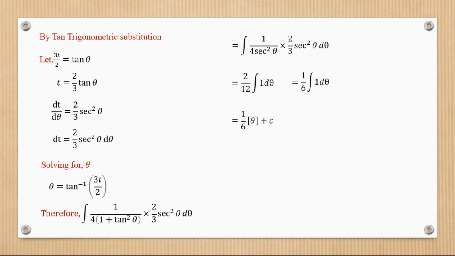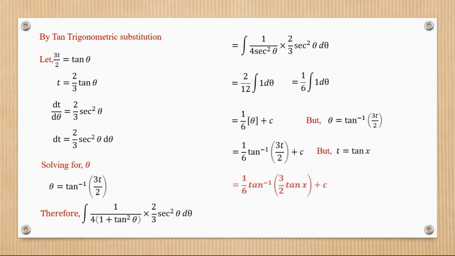And now if we integrate 1, we get 1 over 6 into theta plus c. But remember, theta is tan inverse of 3t over 2. So we put that back in and we have 1 over 6 tan inverse of 3t over 2 plus c. But also remember, t is representing tan x. So therefore we have 1 over 6 tan inverse of 3 over 2 tan x plus c. And that is the answer.